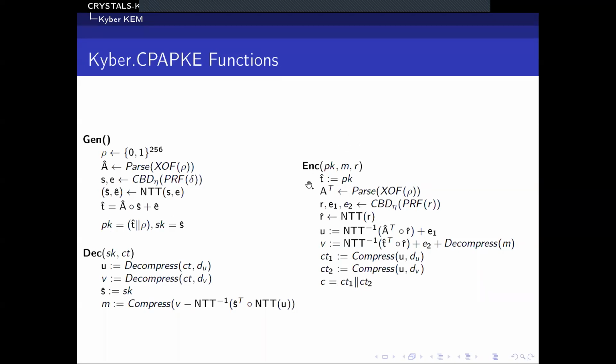Bob, on the other side, extracts T from the public key and again generates A transpose using the seed, and samples R, E1, and E2 using the CBD and his own random number. Then he converts R to the NTT domain and computes A transpose multiplied by R, and he needs a back transformation from NTT and adds the noise to compute the ciphertext U. We have the same equation here for computing V plus the decompressed message. So he computes both of these ciphertexts and sends them, to be used for decryption on the other side. And Alice uses this equation to compute the recovery of the message M as a shared secret key.